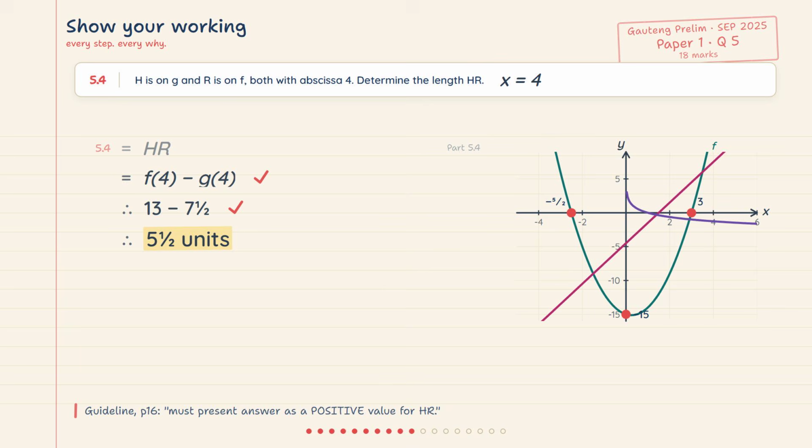And here is the thing the guideline says out loud. It will accept g minus f as well. But the answer has to be written down as a positive number, because hr is a length. Subtract the other way and get minus 5.5, leave it like that, and you have lost the mark on a sign.